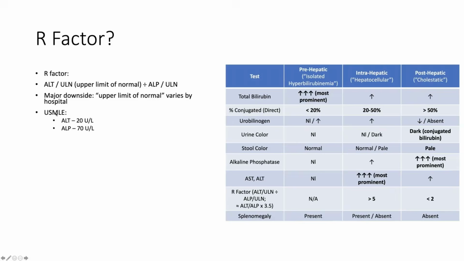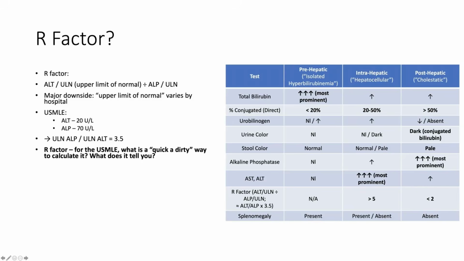So I looked up what the upper limit of normal was for the USMLEs. For ALK-Phos, it's 70, and for ALT, it's 20. So if you do the math, you're dividing by the upper limit of normal. So if you flip this, the upper limit of normal of ALK-Phos ends up on top and the upper limit of normal of ALT ends up on the bottom. And so if you look at the ratio of these, it ends up being 3.5. For the USMLEs, again, for your particular hospital it will be different, but for the USMLEs, I did the math and it's 3.5.